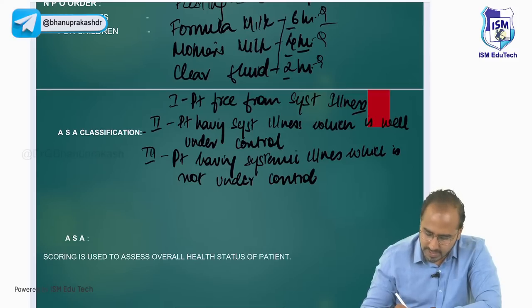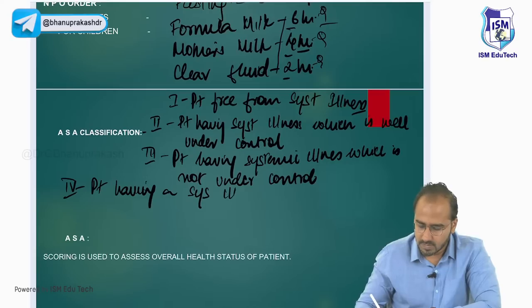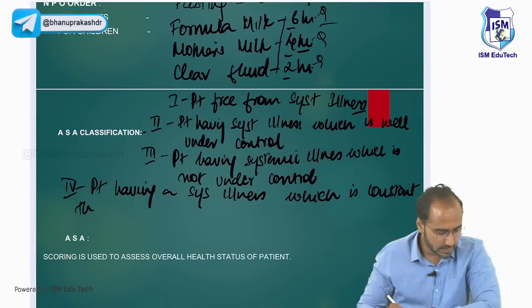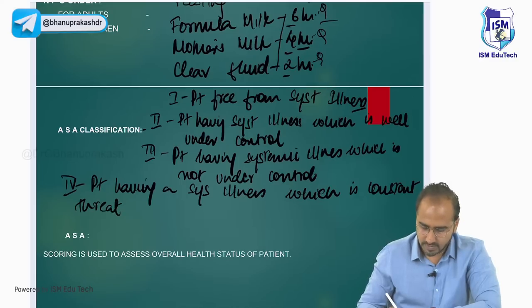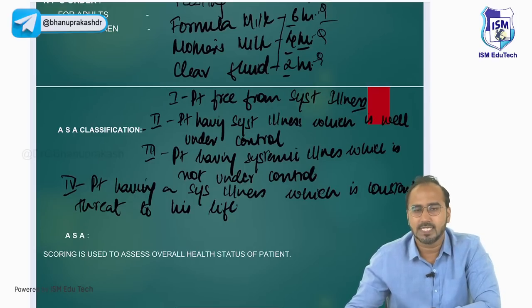Okay? Then there is class 4. ASA class 4 means what? Patient having a disease which is a threat to his life. Patient having a systemic illness which is constant threat to his life. Right? Very good, Divya. Okay? Constant threat to his life.